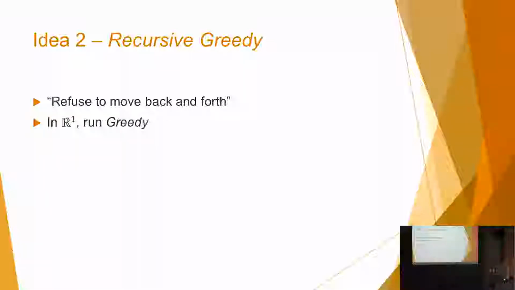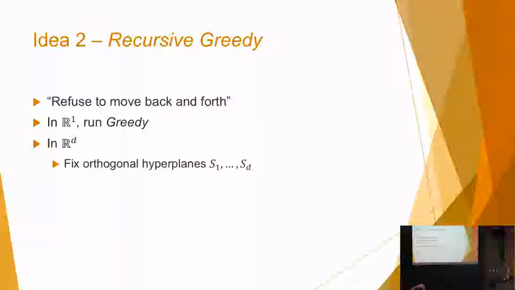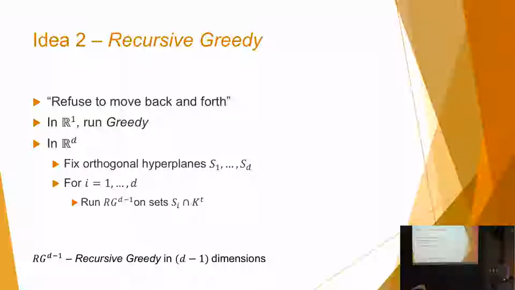Right? So to give a somewhat more formal definition, in R1, I'm just going to do the greedy algorithm, which is in fact the optimal algorithm. It has a competitive ratio of 1. And then in RD, what I'll do is fix D hyperplanes right at the beginning, and think of these as like the coordinate hyperplanes. Then I'm going to go through each one of these and recursively run my D-1 dimensional algorithm on the intersection of that hyperplane with the feasible set.